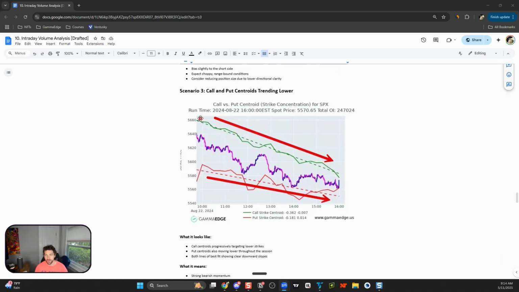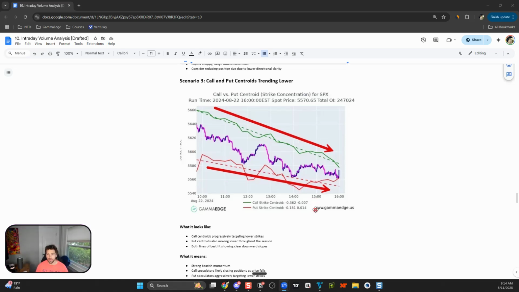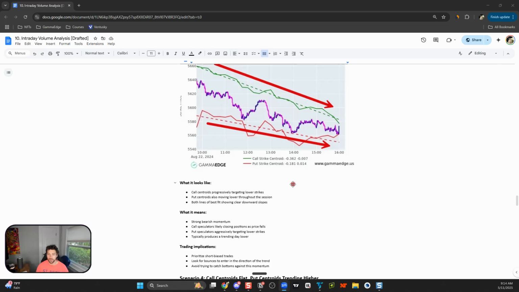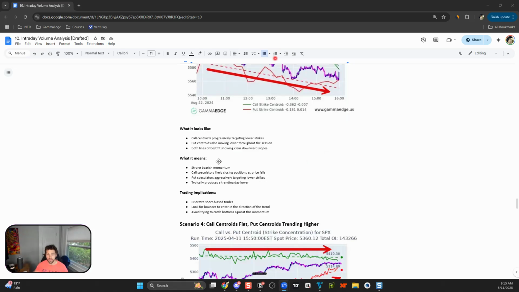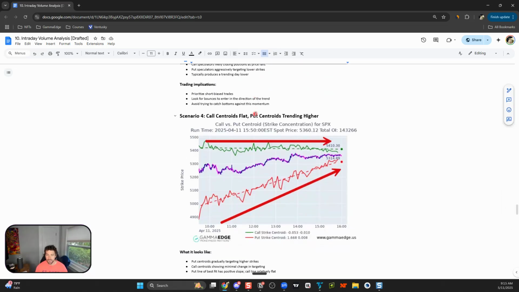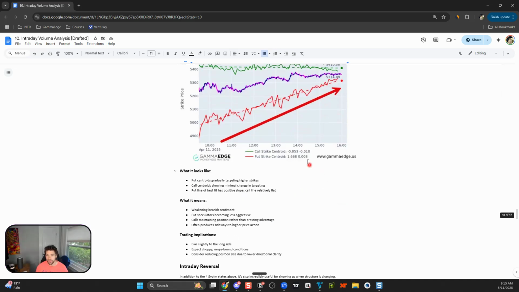Next, we have a call centroid trending decisively lower and a put centroid trending decisively lower. This is the opposite of the first signature we saw, suggestive of strong bearish momentum lower. Call speculators are likely closing positions, and put speculators are aggressively targeting lower and lower strikes. Just as strong bullish stays higher, strong bearish stays lower: prioritize short bias trades, look for bounces to enter in the direction of the trend, and avoid trying to catch the bottom against the momentum.